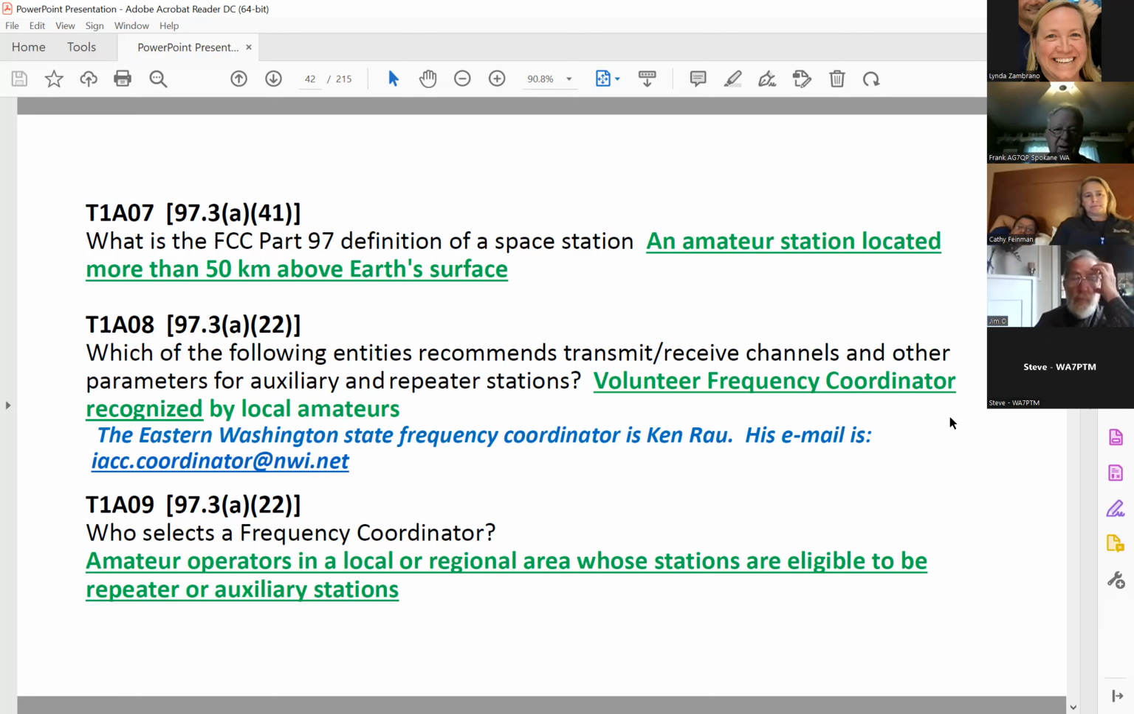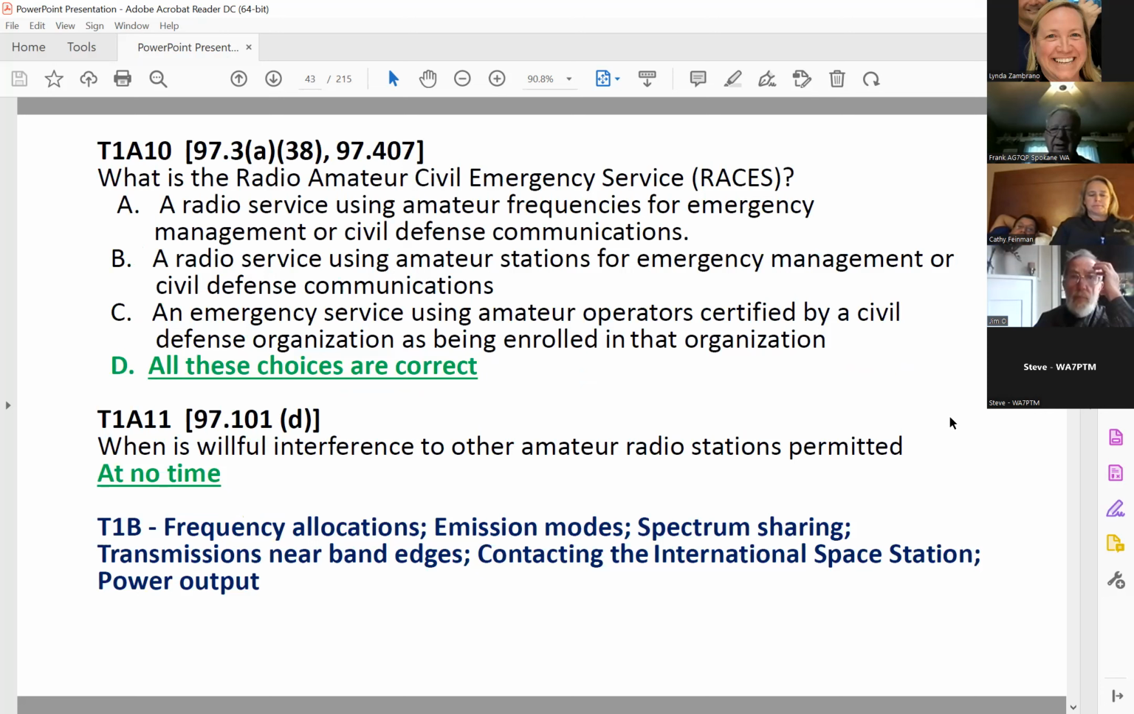Okay, RACES. This is one that kind of screws everybody up because they think, oh, RACES, it's an organization. No, it's not. It's an emergency service. It's a service, not an organization.